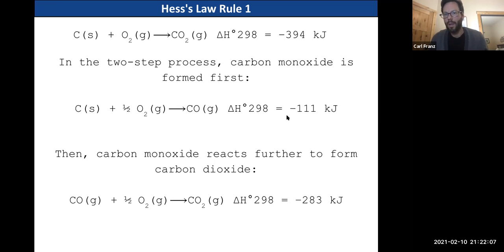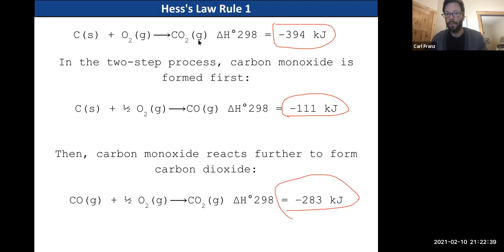If we're saying the first step has a negative 111 kilojoules, it's exothermic, right? It's releasing 111 kilojoules. And then carbon monoxide is the product. Then that carbon monoxide reacts further with another 1/2 mole of oxygen, and that yields an additional negative 238 kilojoules. Then that two-step process is going to yield a total of negative 394 kilojoules up here, right? We added these steps, so we add the enthalpy to get our final answer.